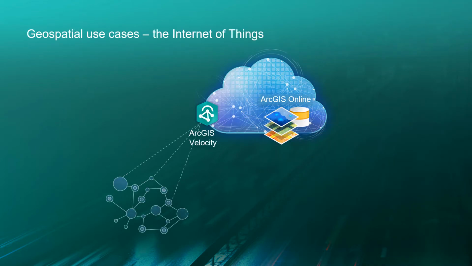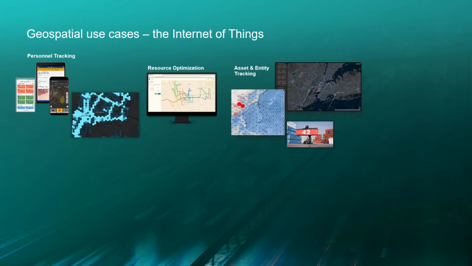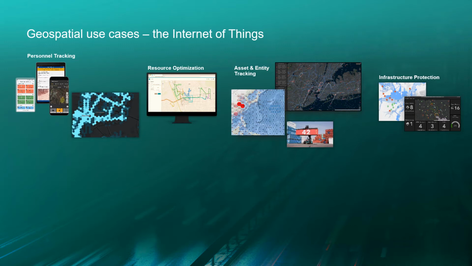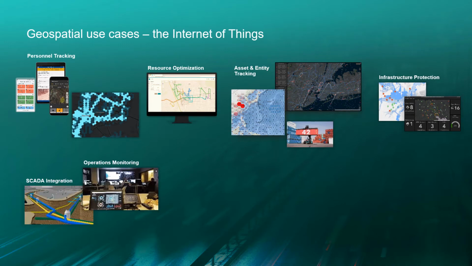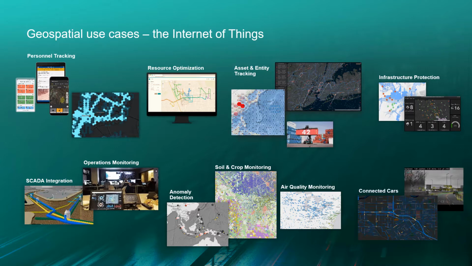Now, with an estimated 80% of sensor data having a spatial component, we can apply the power of location to solve everyday needs. Whether it's ensuring employee safety, optimizing our resources and key assets, or protecting critical infrastructure. There are also more specific industry use cases, such as in the utility sector, we have SCADA integration and operations monitoring, allowing organizations to make operational decisions in real time. In the agriculture and environmental space, there's crop and air quality monitoring. And in transportation, there's an increasing number of roadway sensors to bring in data from connected vehicles.